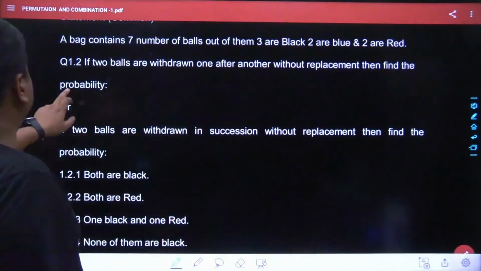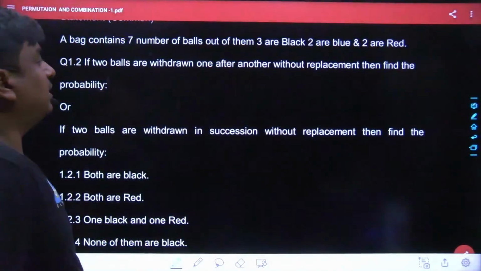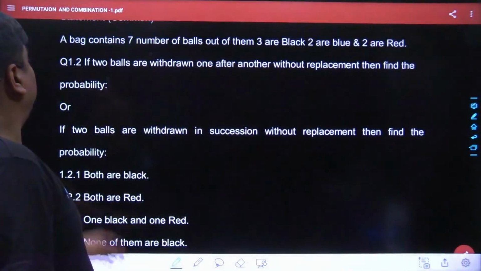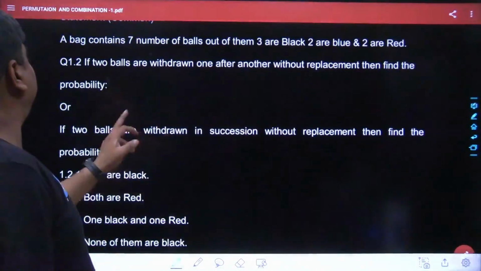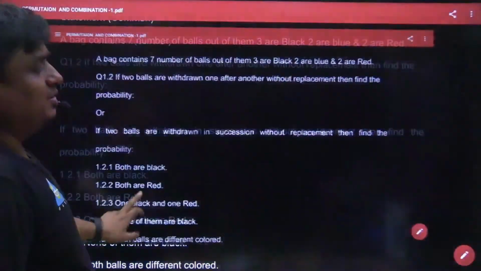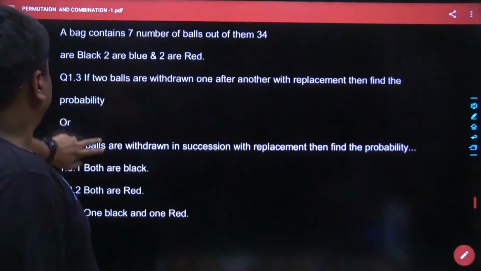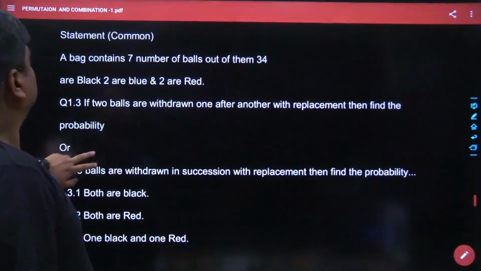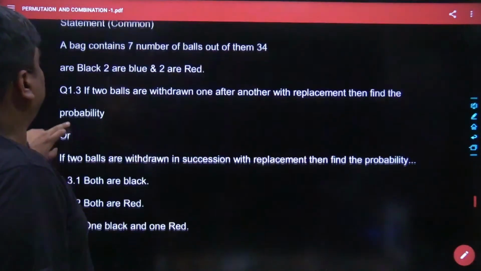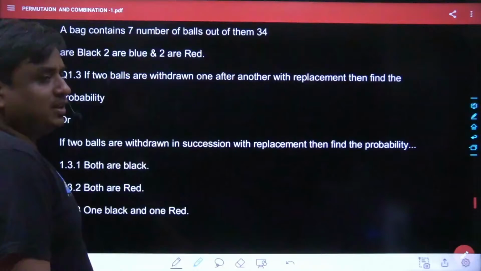Agreed? What the problem states: a bag contains 7 balls. Out of them, 3 are black, 2 are blue and 2 are red. If 2 balls are withdrawn one after another without replacement, then find the probability. This we have already seen in the last class. Yes. Now we have to focus on the next kind of problem. See, here comes the next kind of problem. Here also it is the same kind of problem, but the pattern of selection has changed.